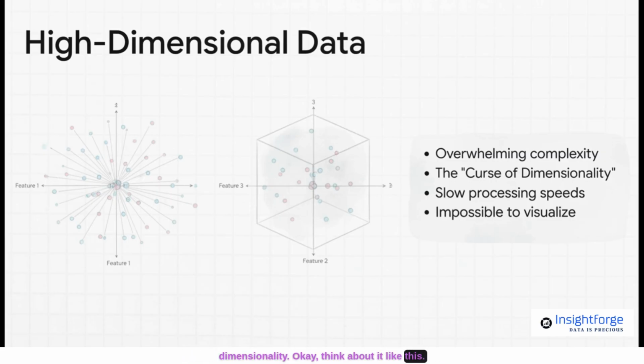Okay, think about it like this. If you want to describe a person, height and weight are pretty easy, right? But what if you add eye color, and shoe size, and their favorite food, and then 100 other things? All of a sudden, finding two people who are similar becomes nearly impossible. The data just gets spread so thin, our computers slow to a crawl, and trying to visualize it, forget about it. There's no way you can plot 50 different dimensions on a single chart.